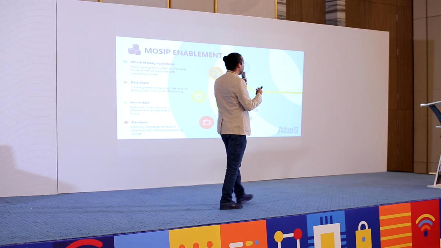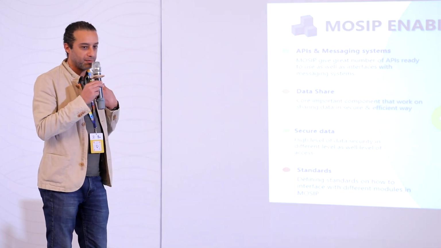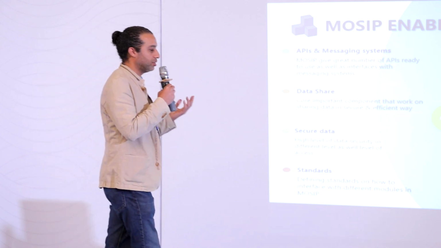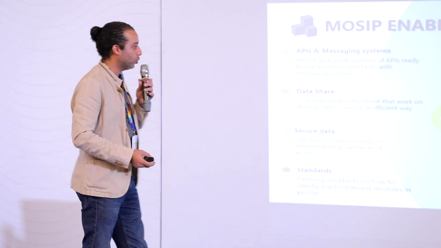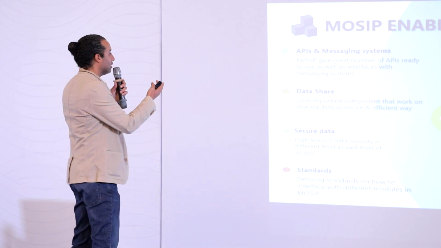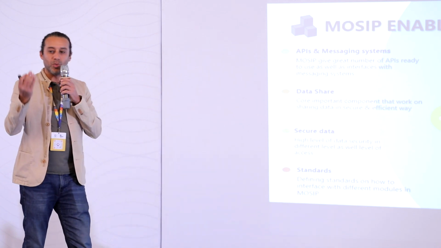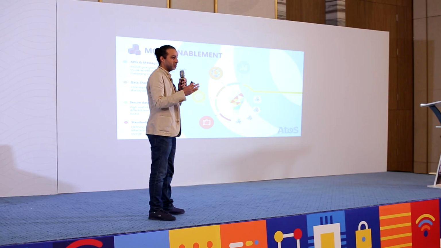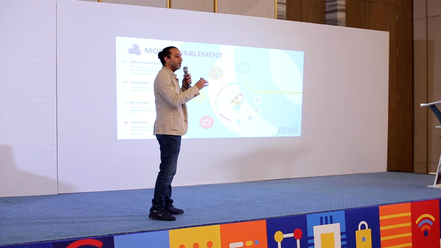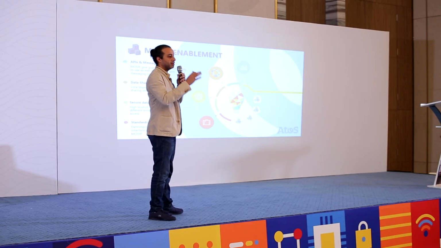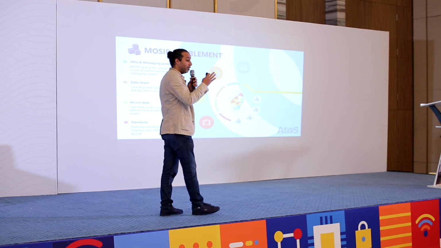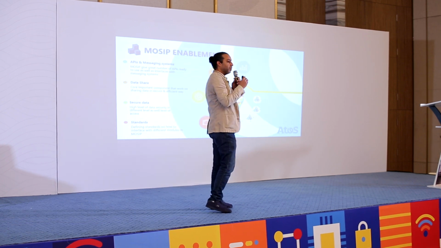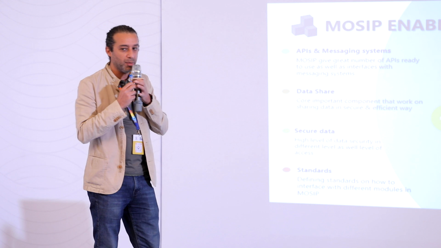Now we talk about how MOSIP, or the enablement that helped me a lot in integration with MOSIP. What is it? It's the APIs and messaging system that MOSIP is putting and using. In MOSIP you can find plenty of APIs everywhere. So you can use it. It's already there, it can be used, and it's also secured. They have secure measures that you can use. So this is a very important thing.